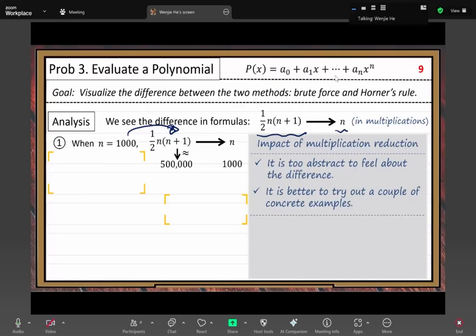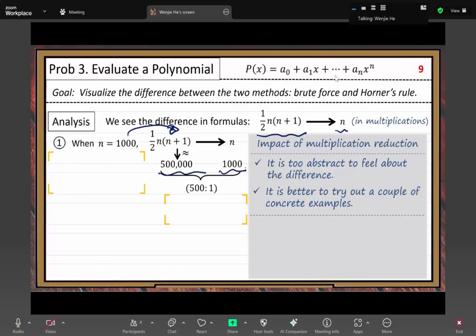Many times we do approximation, and that's good enough. So here, what you can see in our first example, the difference is 500,000 versus 1,000. How much is the difference between these two numbers? Is it big? If we take the ratio, it is a 500 to 1 ratio.